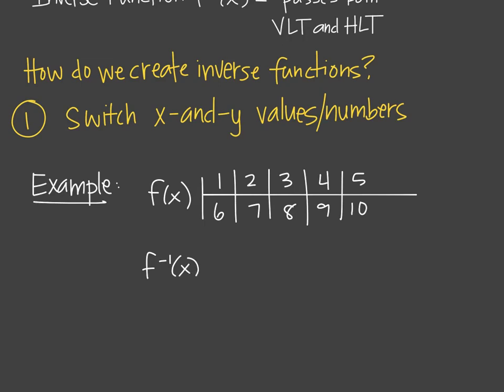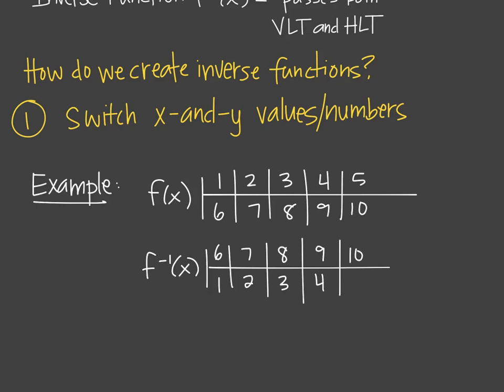You just say f inverse then, and you switch the rows of the table, because all you're switching are all the x's with all the y's. So instead of 1 being with 6, it's 6 being with 1. Instead of 2 being with 7, it's 7 with 2. And you do that all the way down, 9 and 4, 10 and 5, and you just created an inverse. And that's it. It's really quite basic when you're working with numbers.